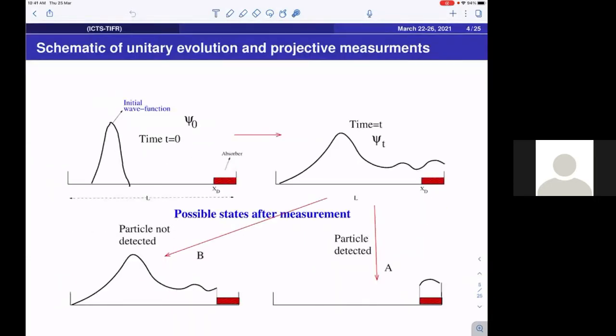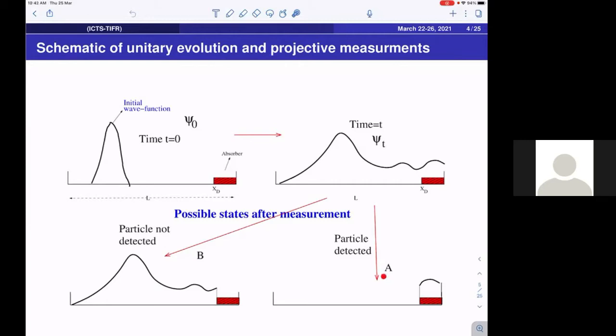This is the schematic of what we want to do. Again, we start with some initial wave function, and I'm talking about a system in one dimension. Then there's a detector at this point, which is like an absorber. The system evolves, and after time t, this is what it looks like. It is now spread over the detector. Now I make an instantaneous measurement, and after the measurement there are two possibilities. My measurement operator is precisely: is the particle in this region or not? That's the observable. So the outcome of the measurement can be either I don't detect the particle or I detect the particle.